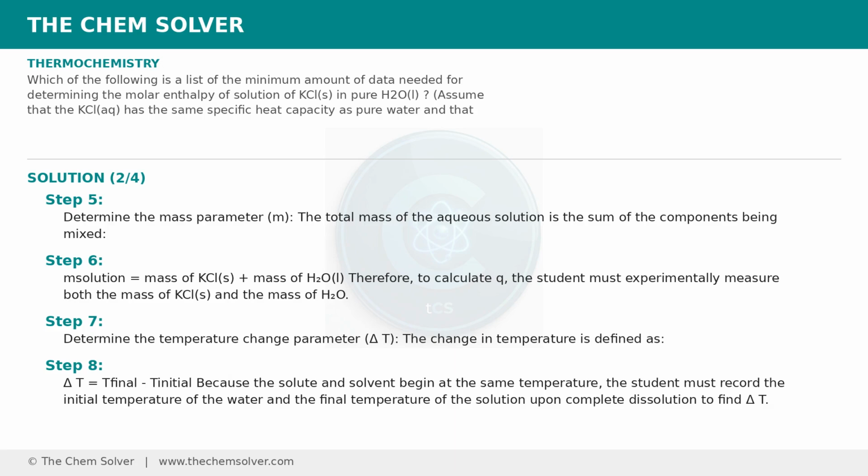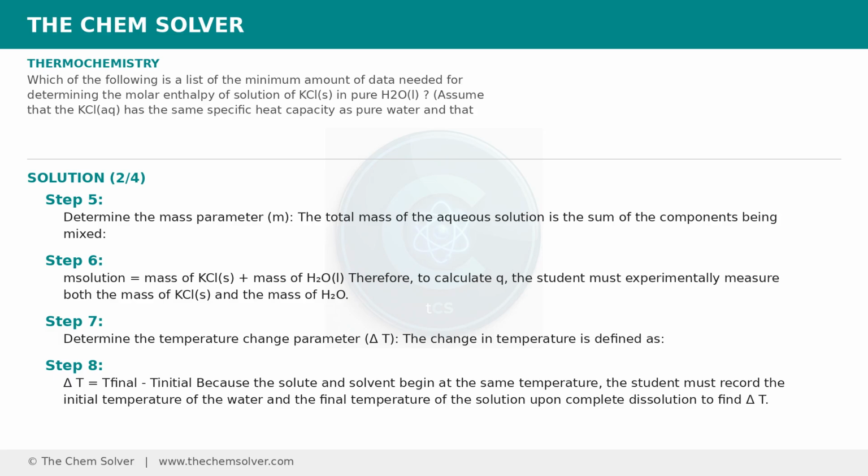Determine the mass parameter. m, the total mass of the aqueous solution, is the sum of the components being mixed. m solution equals mass of KCl plus mass of H2O. Therefore, to calculate Q, the student must experimentally measure both the mass of KCl and the mass of H2O.